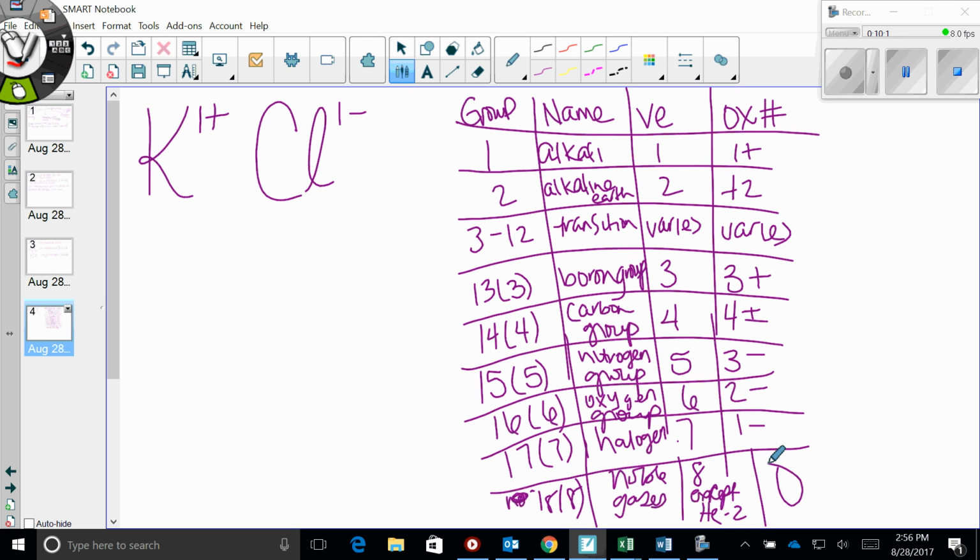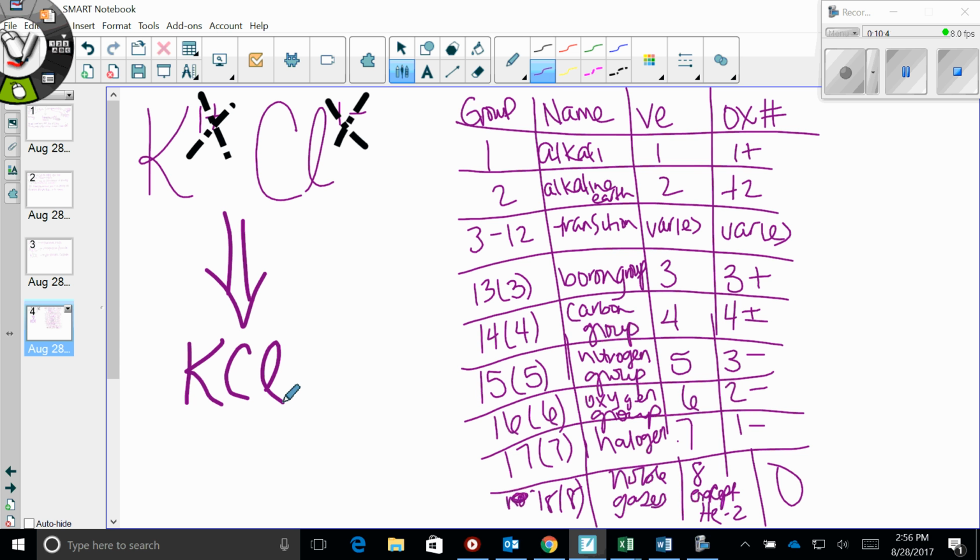Okay. All right. So potassium is an alkaline metal, so it's got oxidation +1. Chlorine is a halogen, it's got oxidation -1. So I've got my charges here, right? Since they add up to 0, it's neutral. I pretend that they're not there, and that's how I got KCl. Okay? Does that make sense? Because all compounds have to add up to 0.